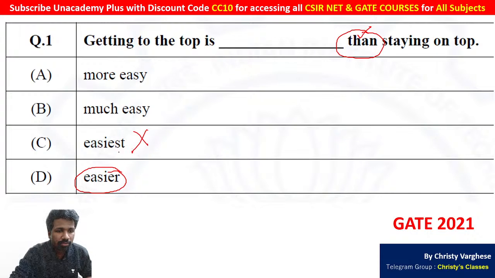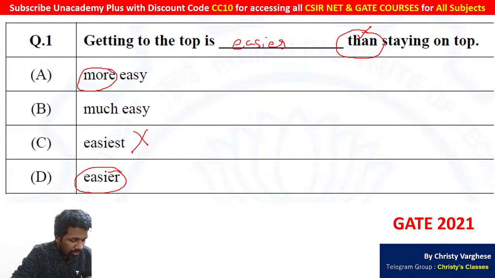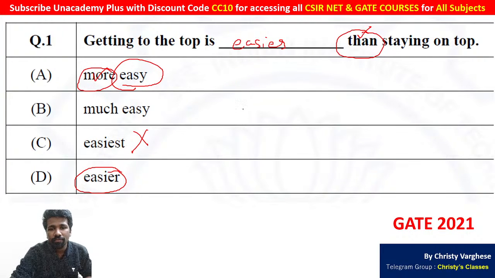Easiest is superlative, that is wrong. Easier is the answer. More easy, that is double comparative, that is wrong. Double comparative means more is also comparing. And more easy, the problem is with easy, more is not the comparative. Tall, it is taller. More is used with some words.